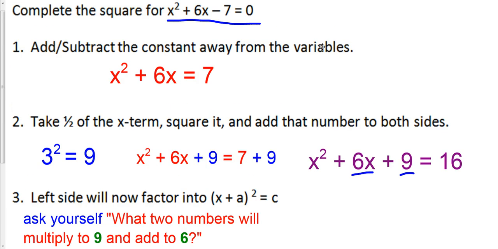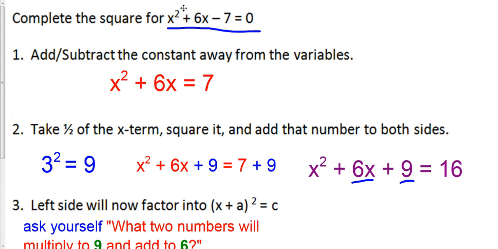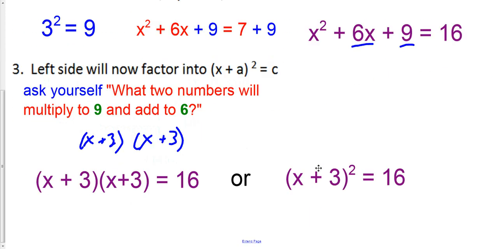So we went from one larger equation, x squared plus 6x minus 7 equals 0, and we were able to simplify it down into some piece in parentheses squared equals another number, 16 in this case.